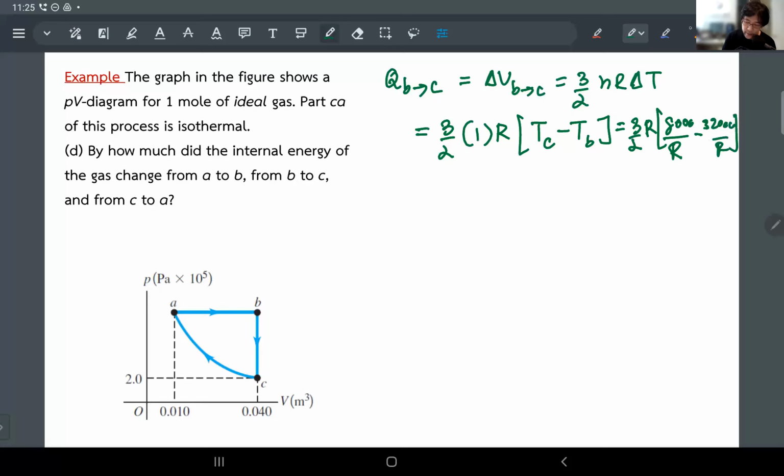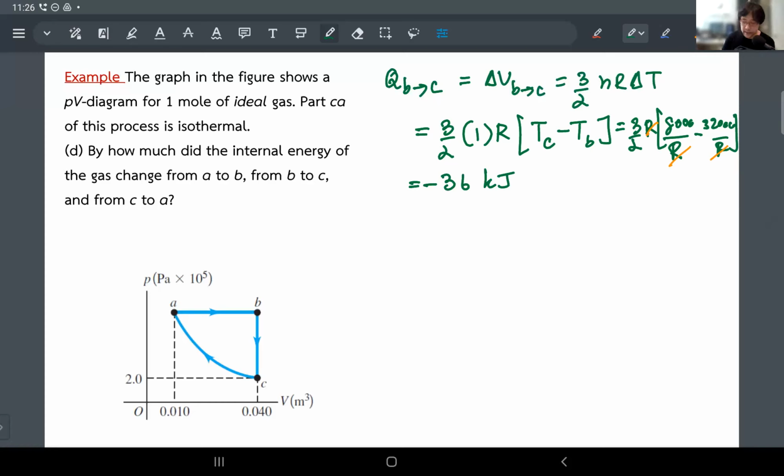And the nice thing about this one is, once again, R cancels. And as you can see, sign is automatic. All right, 8,000 and 32,000, you get negative 24,000 divided by 2. So it's going to be negative 36 kilojoule. Isn't that cool? Not bad, not bad.